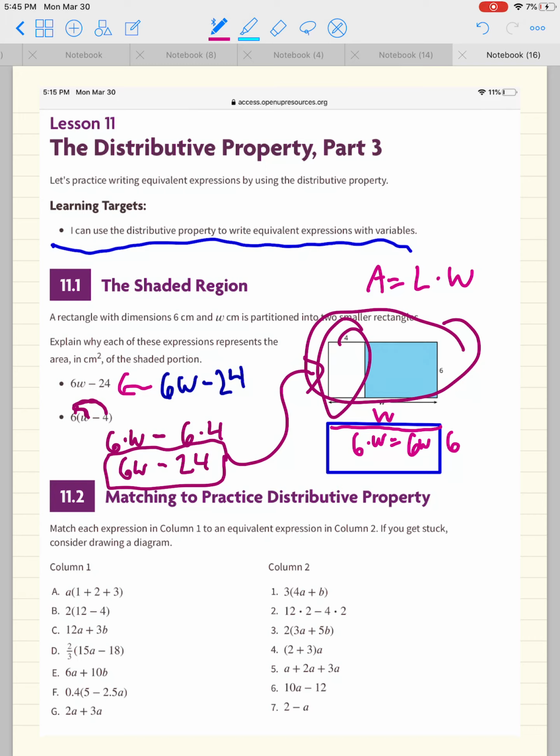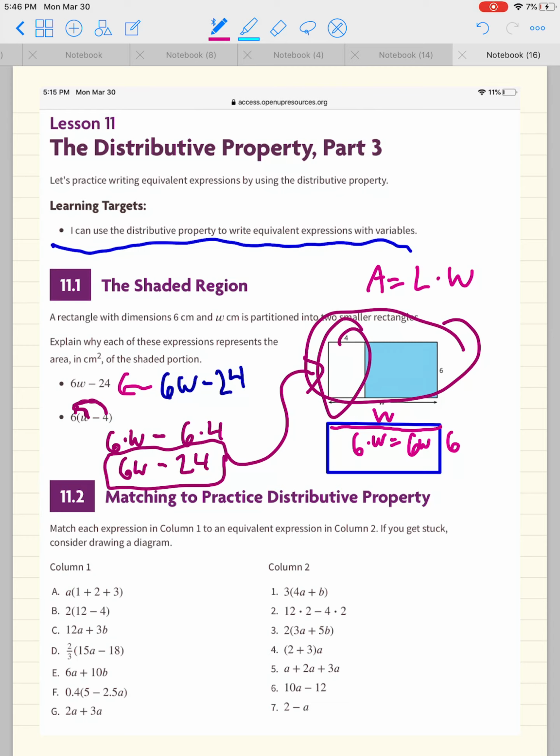Okay, it wants you to match the expressions in column 1 to the equivalent expressions in column 2. I'm going to go ahead and go through them, but if you're feeling confident after the first couple, pause the video and try the rest on your own.